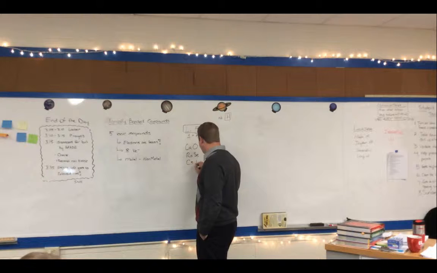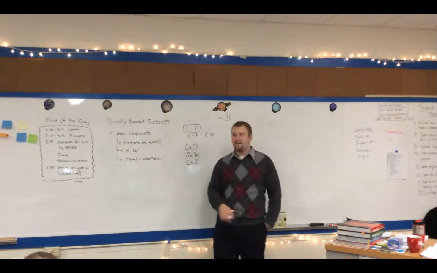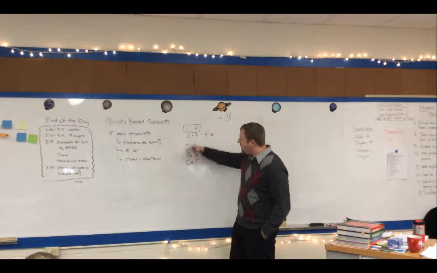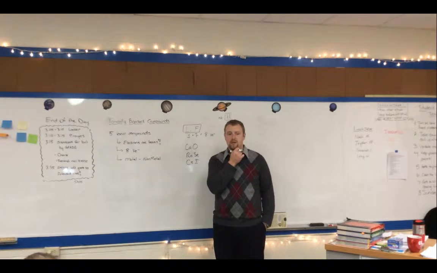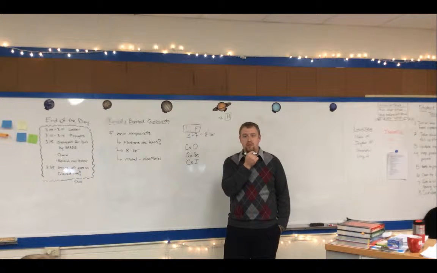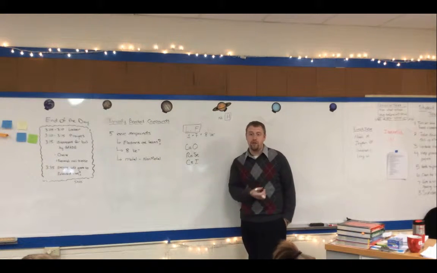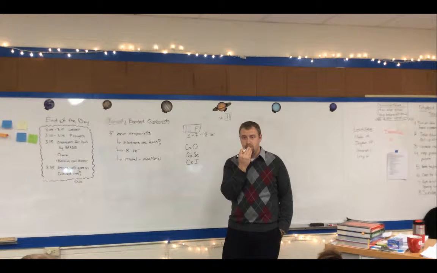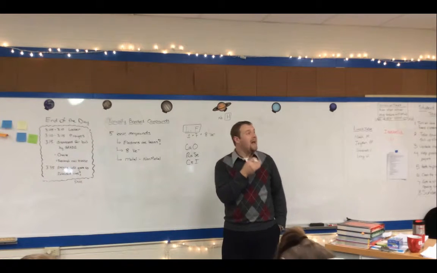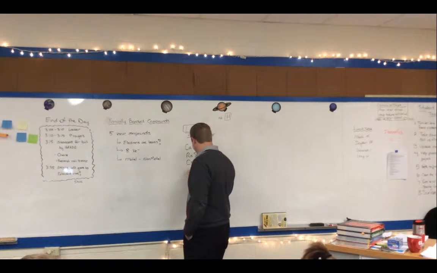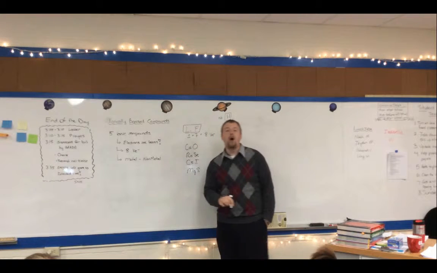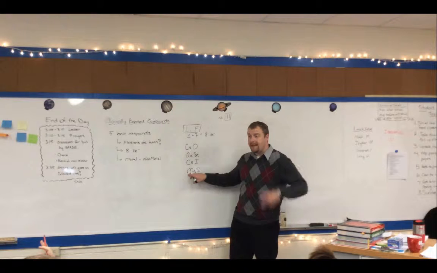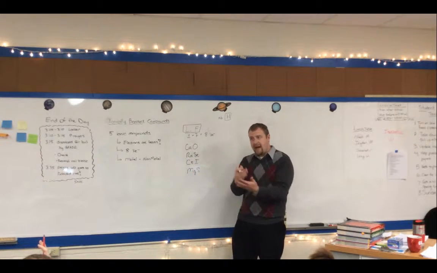CsI. Cesium iodide. Yes, that would be a proper substance. You have your metal, your non-metal, and they add up to 8. Grace, if they don't have the same exact one, is that bad? No, we're going to come up with over 30 of these. MgS, magnesium sulfide. Yes, that would be an ionic substance. You have metal, non-metal. Magnesium has 2, sulfur 6. They add up to 8.